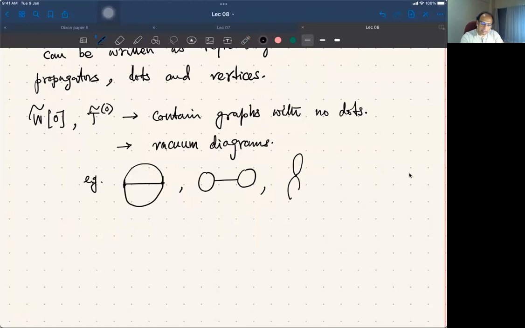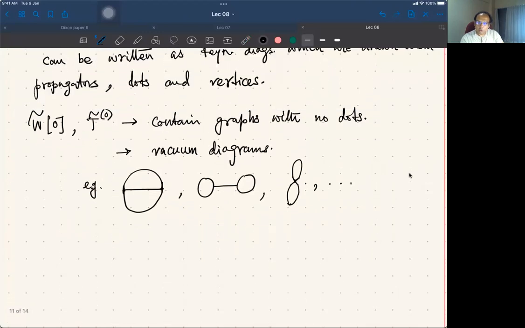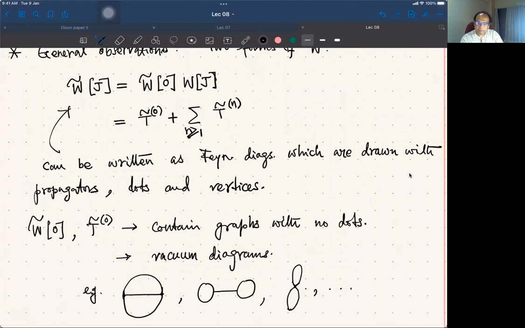You can have a diagram like this. This is a 4 vertex here, and so on. These are examples of vacuum diagrams, and therefore these 2 forms imply that, if both of these 2 are correct, then W tilde 0 and T tilde 0 are the same, and each T tilde n has a factor of T tilde 0. Then only T tilde 0 or W tilde 0 can become an overall factor.